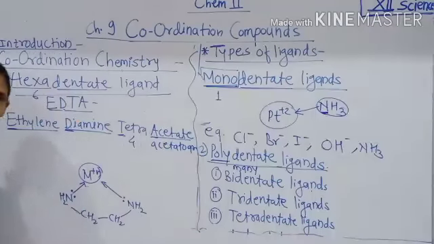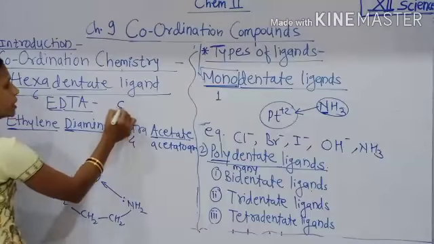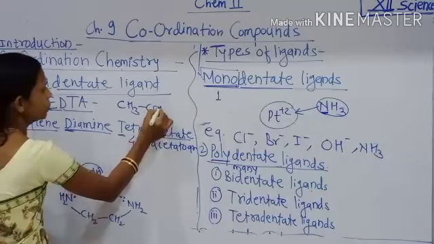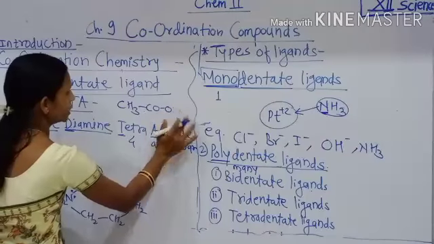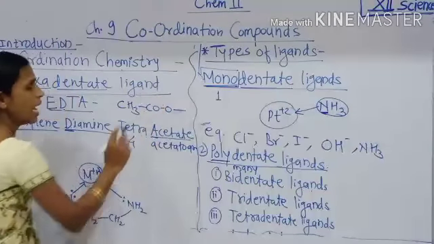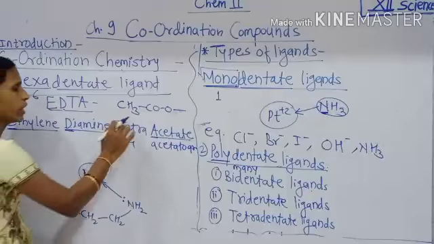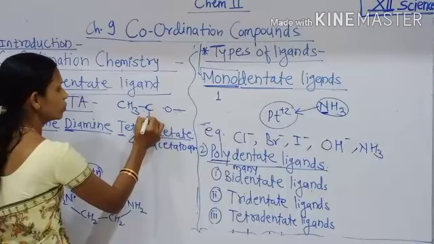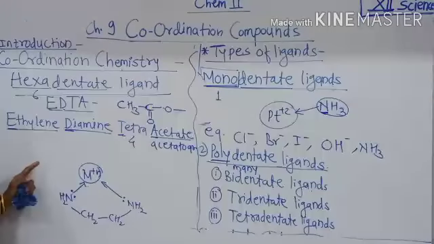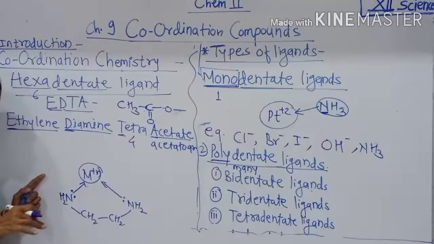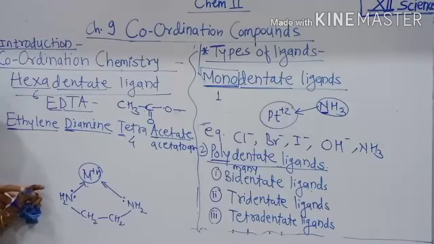Acetato group. All of you are aware of acetic acid, CH3COOH. If we replace H, we get the acetato group. That means we can write it like this, the acetato group. Then there are 4 acetato groups, which are attached to the central metal ion through the oxygen atom.